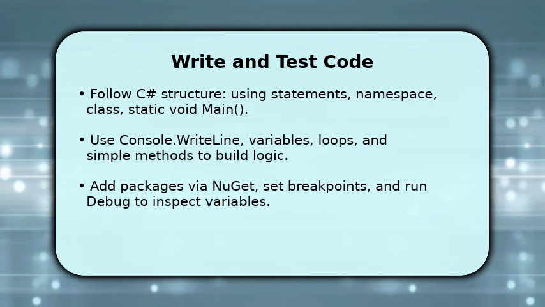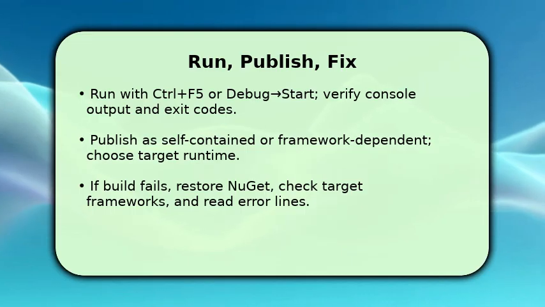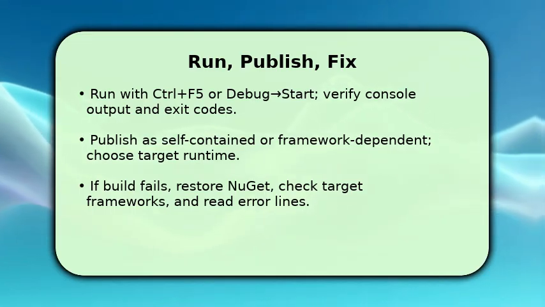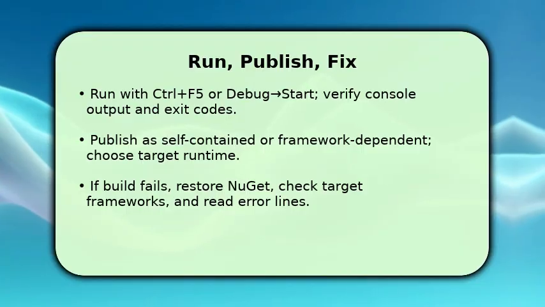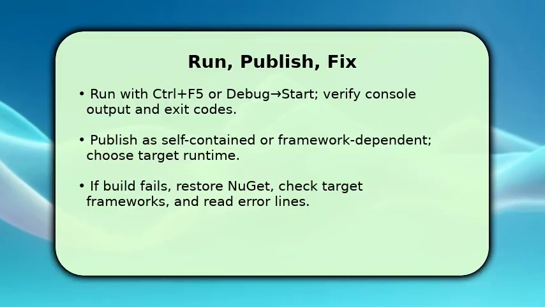and packaging your app for others to use. Run with Control plus F5 to see output without the debugger, then use Publish to create a distributable. Pick self-contained for standalone executables or framework-dependent to reduce size. Commit changes and tag versions in Git.